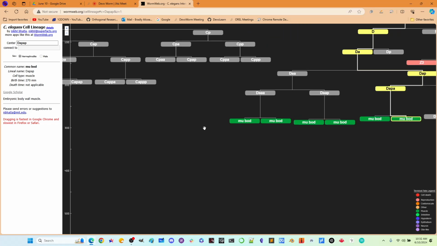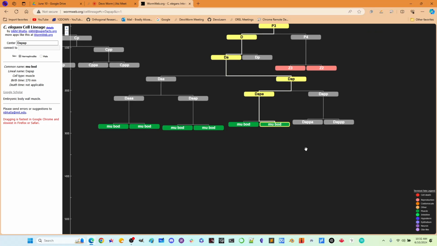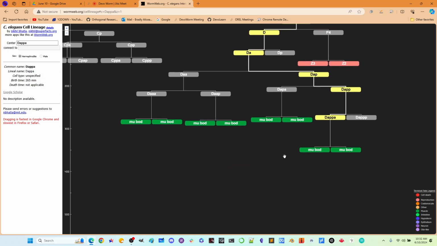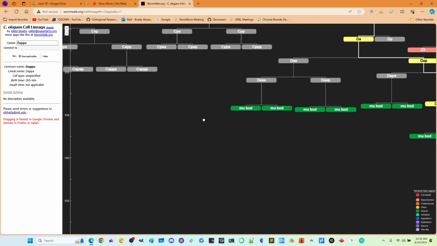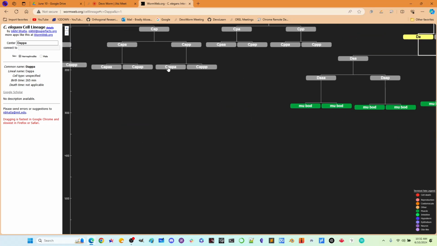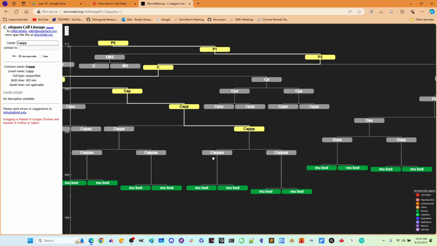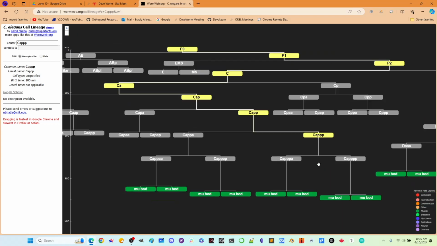And so as you can see from this tree, not all cells differentiate at the same rate, so you get more of these MU-bod cells down here at 265 minutes. You're starting to assemble these tissues at around this time, but there are other tissues that form later. This is a very early tissue that gets differentiated. You see that there's more of this in the C lineage, and so forth.